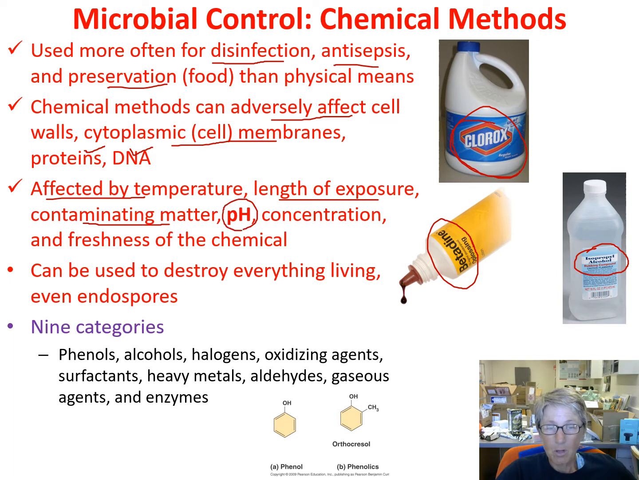pH is important in deciding which chemical method to use. So is the concentration of the chemical. Because alcohols evaporate so quickly, you don't want to use a 100% alcohol solution; you'd want to use 70%. And also the freshness of the chemical. In the lab here at the U of A, we change the 10% bleach every week. Chemical methods can be used to destroy every living thing, even endospores. So that's pretty cool.